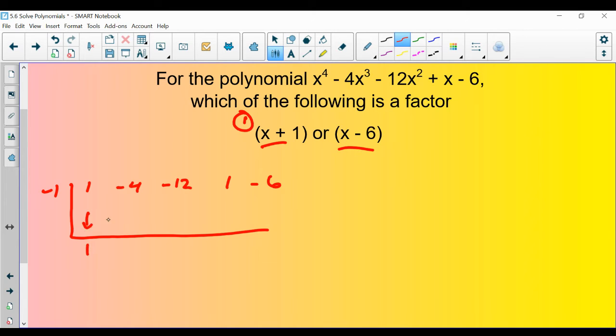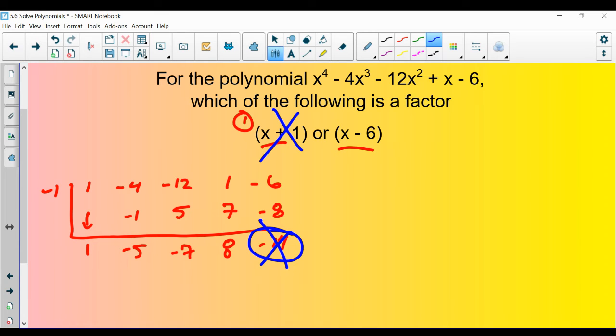So I'm going to drop the 1, multiply, -1. Then -5, and remember how we're doing this, multiply, that would give you 5. And then -7, and then 7, and then 8, and then -8, and then -14. Okay, we did not get 0 here. So x plus 1 is not a factor of this polynomial.